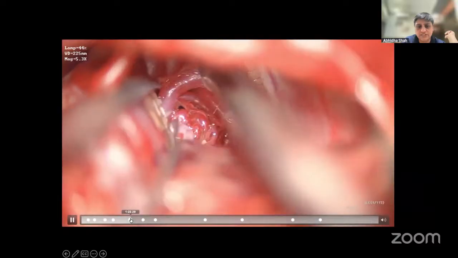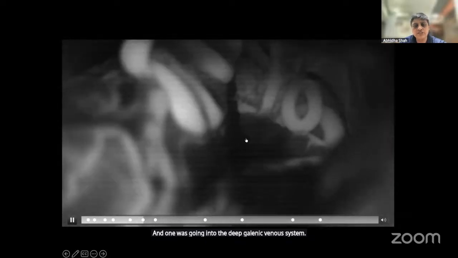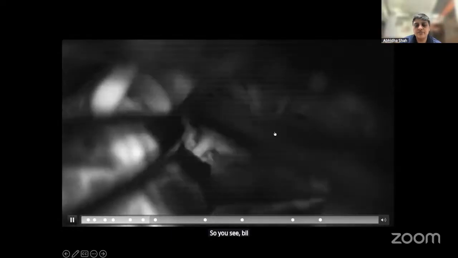I'll just go fast. So now this is the whole AVM exposed. You can see on both sides, the superior cerebellar artery is supplying it. This is an ICG view. So similarly, from both sides, the arteries were supplying, and this is the venous drainage. One was going into the tent, and one was going into the deep galenic venous system. And here you can see that the whole AVM is exposed in the region of the midbrain. So you see bilaterally how they're symmetrical vessels as they're entering into the AVM.